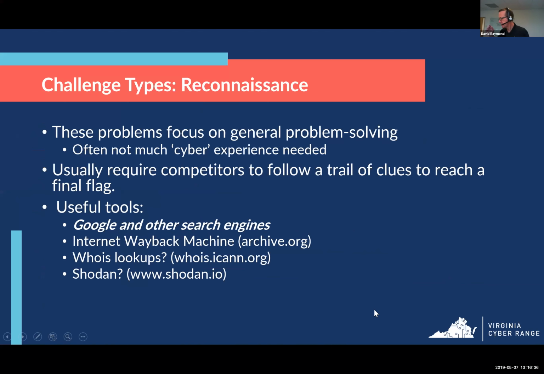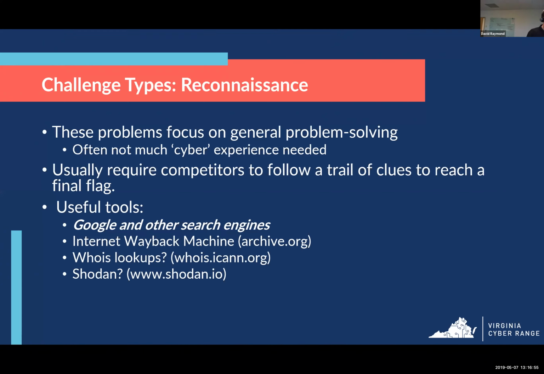All right, so reconnaissance challenges. The reason I put this at the end of this series of workshops on CTF challenges is because reconnaissance is basically a grab bag, right? So for the other categories, the things that fit into the categories are fairly neat.